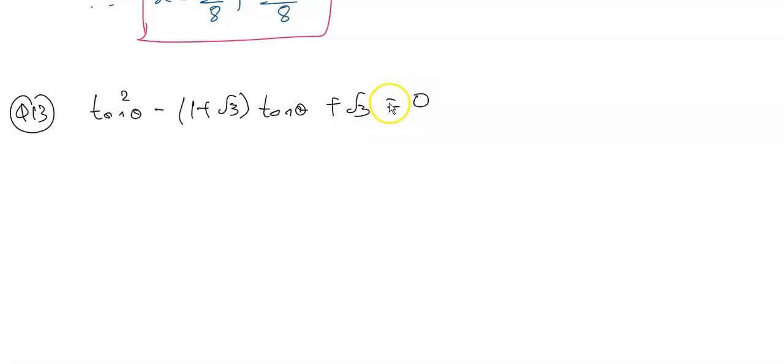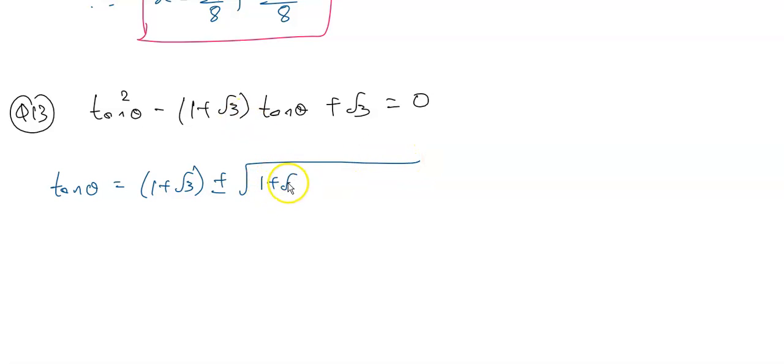Then the general value of theta. Okay, so this is a quadratic, we can directly see. So quadratic ko we can solve. Solving the quadratic we get tan theta is equals to minus b, so that is 1 plus root 3, then plus minus under root of b square, 1 plus root 3 का whole square and then minus 4ac which is 4 root 3, divided by 2a which is 2.